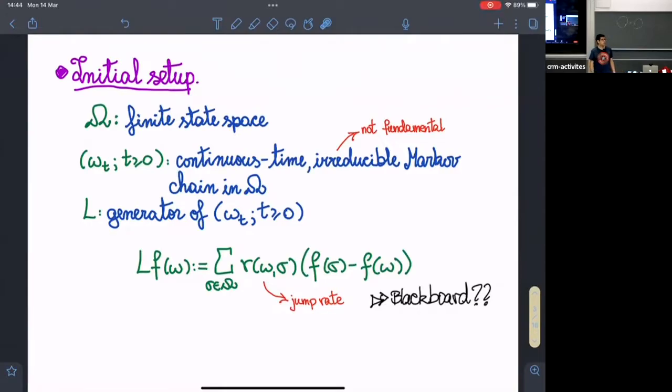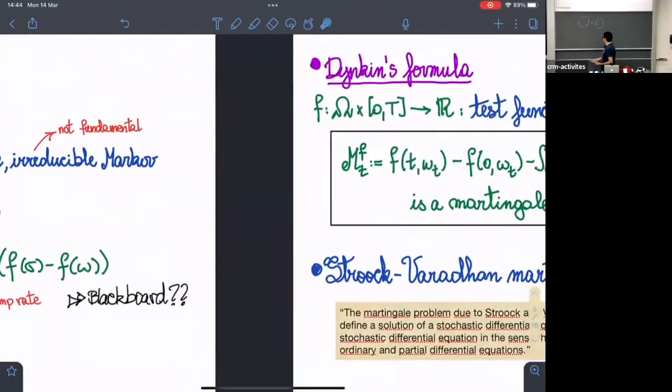It's written there. So how do you read that definition of the generator there? Okay, let's go to the blackboard and try to explain it to you.